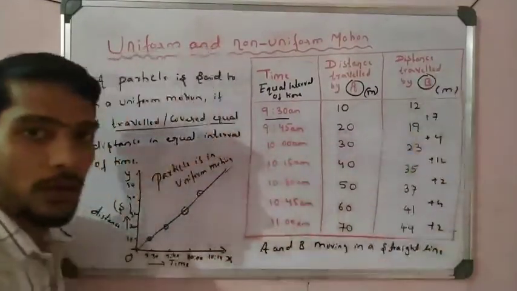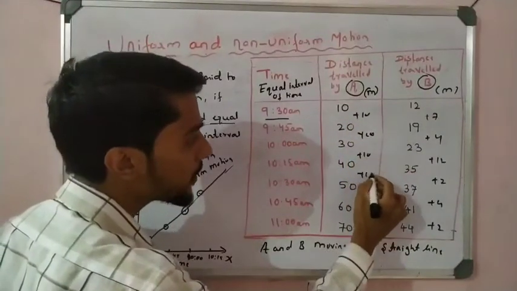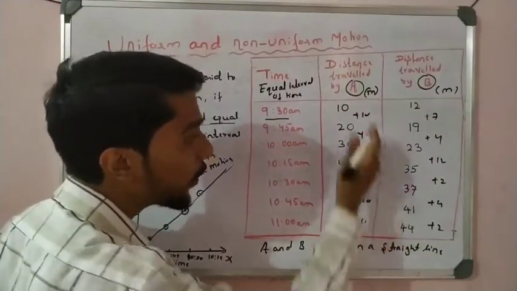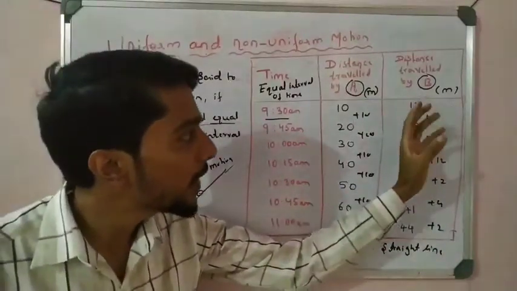See here, unequal. But here what happened? Plus 10, plus 10, plus 10, plus 10, plus 10, plus 10. Equal. But here is what? Unequal. See, sometimes it is travel.